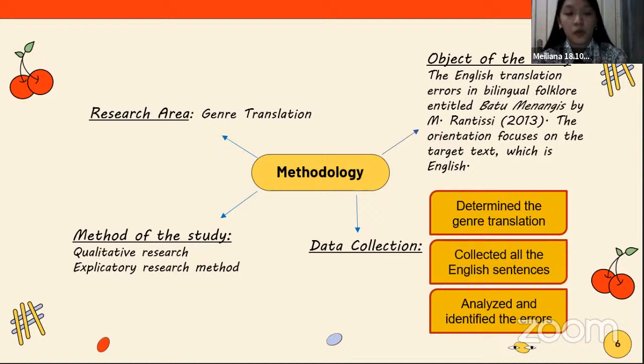And how did I do my research? The first one is I determine the genre of translation, and I also collect the English sentences, and in the end I analyze and identify the errors.